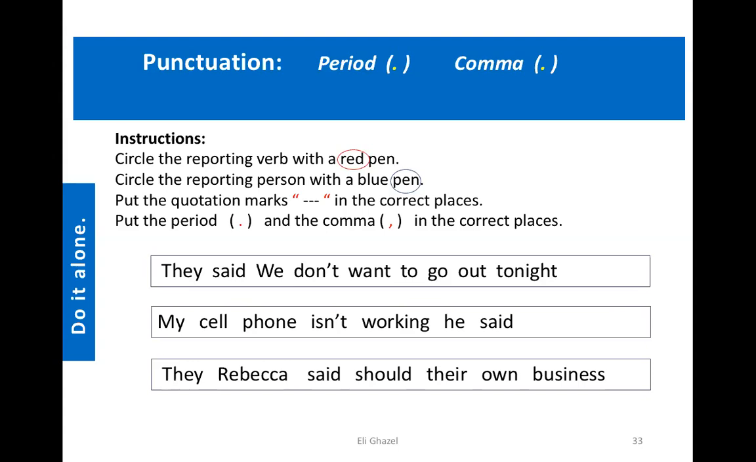Now notice what we have added. We're still circling the reporting verb and the reporting person and the quotation marks, but now we added a period and a comma. In order not to confuse them and not to put too many sentences, because that would become an exercise, we only put the sentences that take periods and commas.